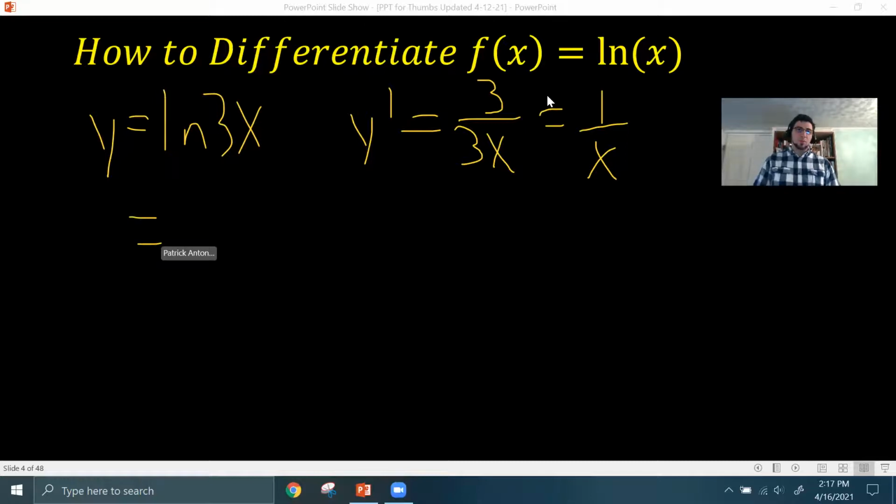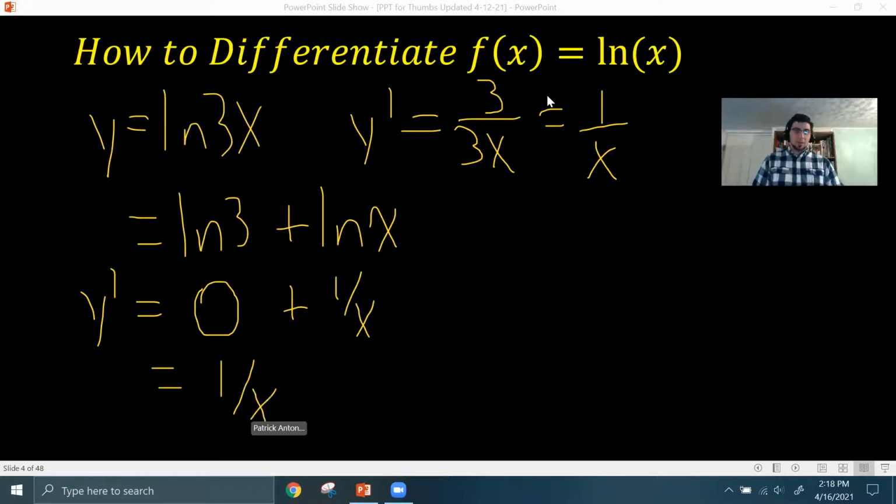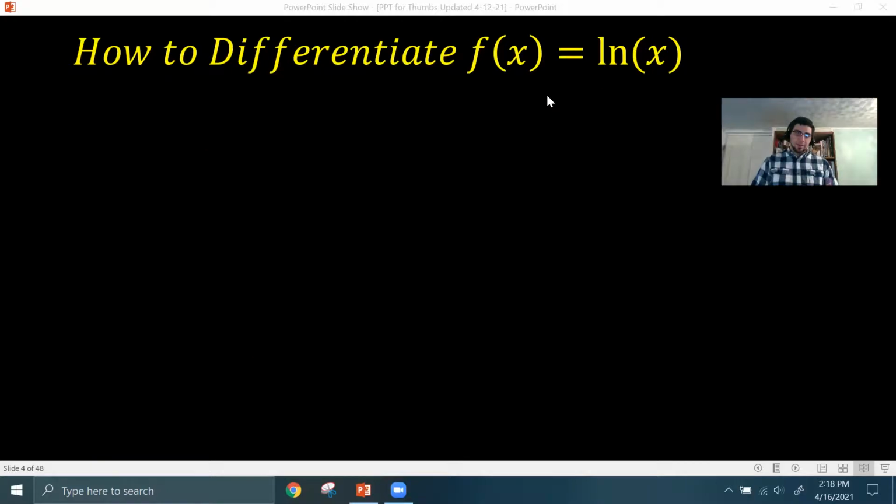If you remember the log properties where you have the log of a product, so here 3 times x, you can rewrite it as natural log 3 plus natural log x. Remember, log of a product you can write as the sum of the logs of the two factors. Notice I put an equal sign because I didn't do any calculus yet. I just rewrote it. So y prime is going to be 0, because natural log 3 is a number, plus 1 over x. And bam, right there, you still get 1 over x. So I did this problem 2 different ways, got the same answer both ways. I just wanted to show you that. I thought that was pretty cool.